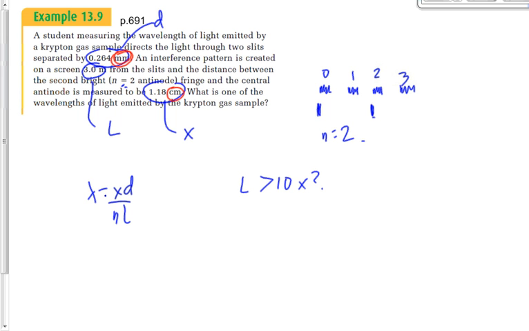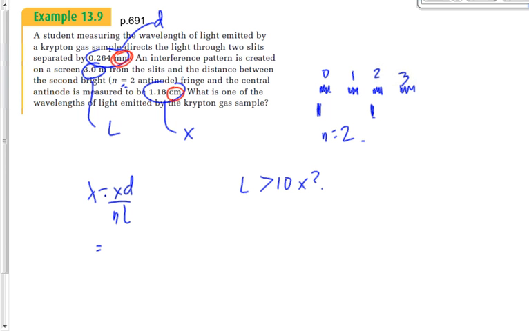Is L greater than 10 times x? Let's multiply x by 10. X is 1.18 centimeters. If I multiply it by 10, I get 11.8 centimeters. Is L greater than 10 times x? L is way greater than 10 times x here. Are we allowed to use this equation? It's an approximation, but at such small angles, it's a really good approximation, so you're good to go with this.